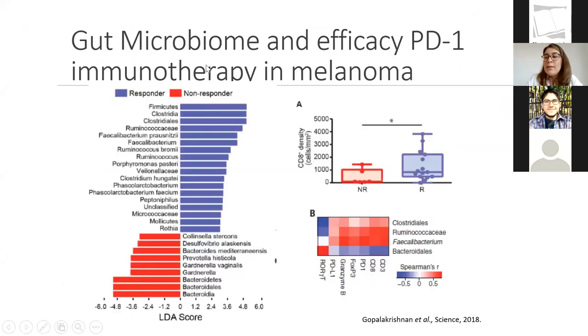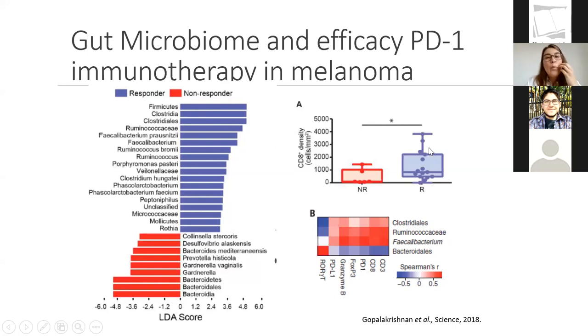One of these papers was published in Science in 2018, the reference is here if you want to have a look more in depth. So what they were able to do is stratify the patients in responders and non-responders based on the bacteria that are present in their feces. And not only that, if you can see here the blue and the red, those bacteria that you see in blue are the bacteria that were enriched in patients that were responders to these medications. And if you look at the bacteria in red here, those bacteria were enriched in patients that were not good responders to the medication.